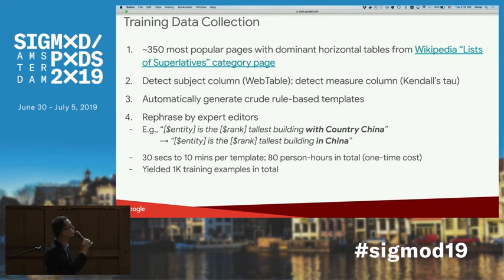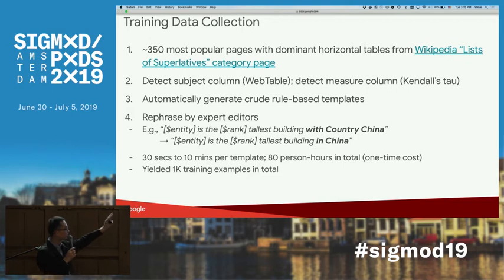All right, so this is the training data. We collected 350 of the most popular superlative Wikipedia tables. Then we did all our work in terms of subject column detection and the metrics and the categorical. Then we generated very crude templates based on the article or the table title and the entity as well as the metric column names. Those crude templates are then sent to our expert raters. The expert raters tell us how those crude templates should be transformed into a very readable one, all right?